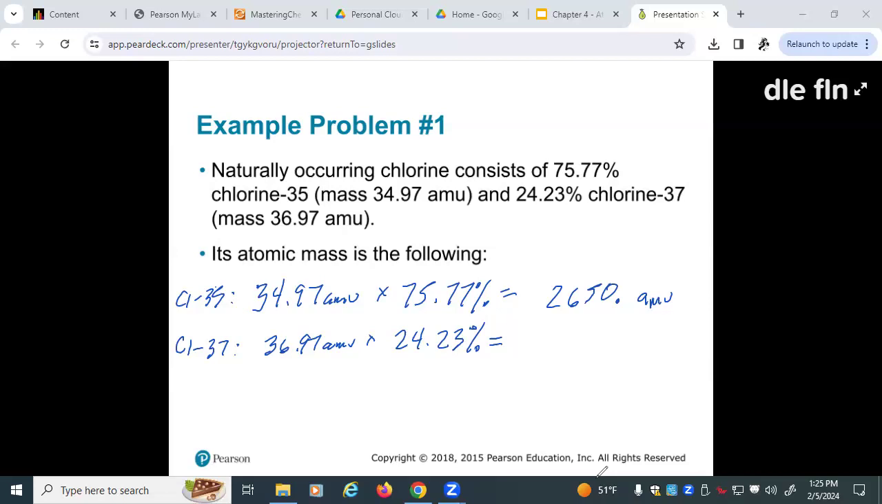36.97 times 24.23. 4 sig figs here and here, so 4 in my answer. 895.8 AMUs. Now to turn this into a weighted average, I need to add these two numbers together. When I do so, 2650 plus 895.8 is going to give me 3545.8 AMUs.